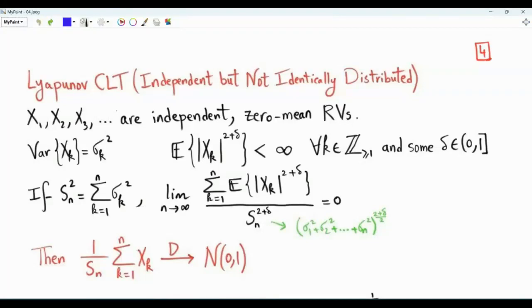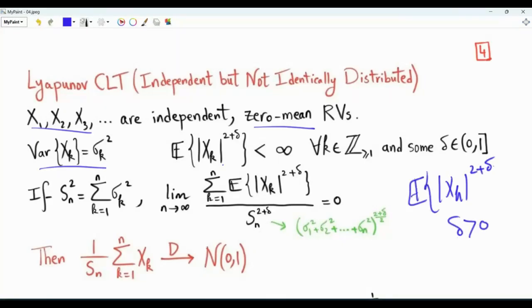Now to the Lyapunov central limit theorem. Here, our random variables are independent, but not identically distributed. They are also zero mean and have a finite variance, but we want the magnitude of xk raised to the power 2 plus delta, where delta is strictly greater than 0, to have a finite expectation. Defining Sn squared as the sum of the variances of the random variables from x1 to xn, so Sn squared is sigma 1 squared plus sigma 2 squared all the way to sigma n squared.